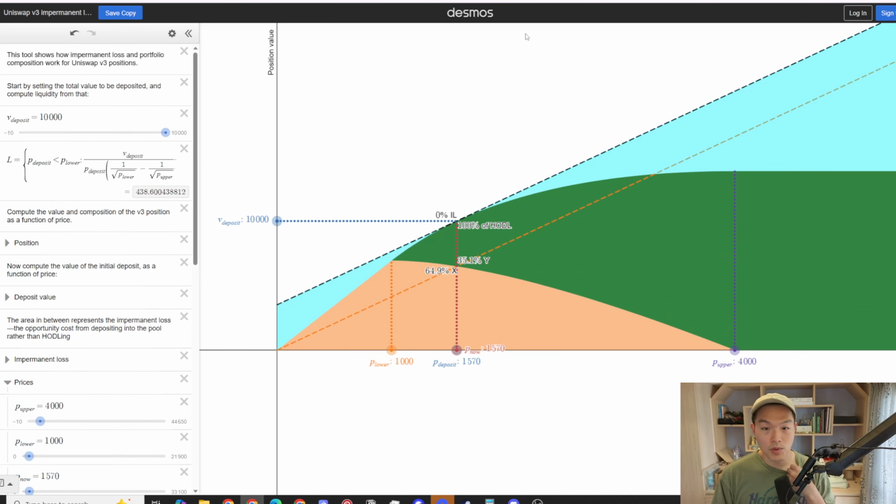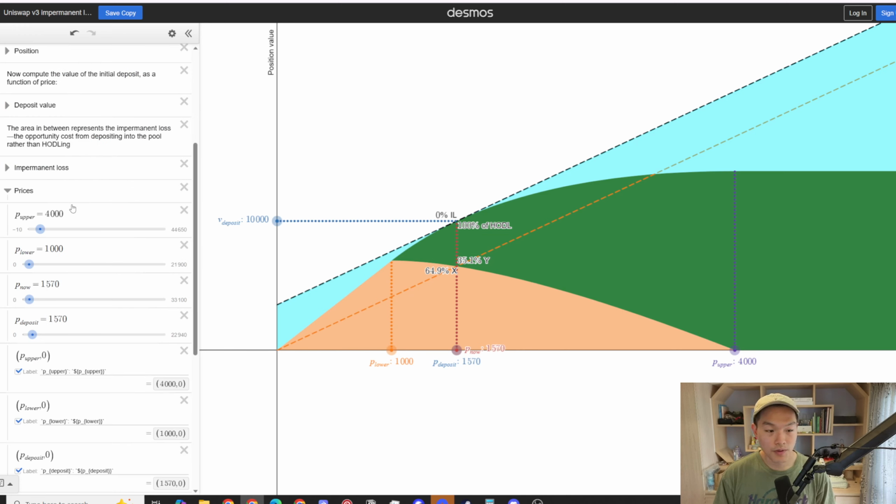So if we pull up this Desmos impermanent loss calculator here, I deposit $10,000, right? In this V deposit, price upper is 4,000 like we talked about, price lower 1,000, price now 1570. I deposit at this current price at 1570. So here at the time of deposit, you're going to have 0% impermanent loss.